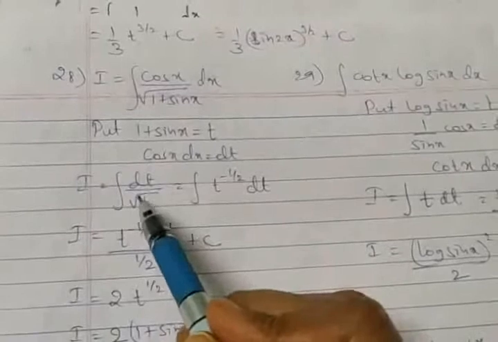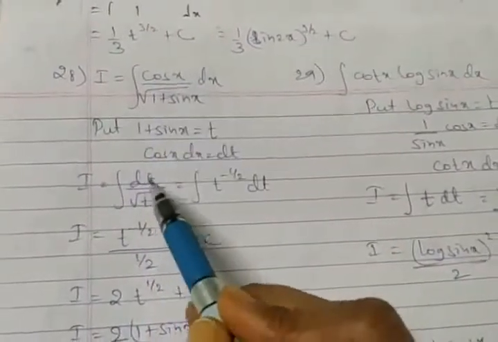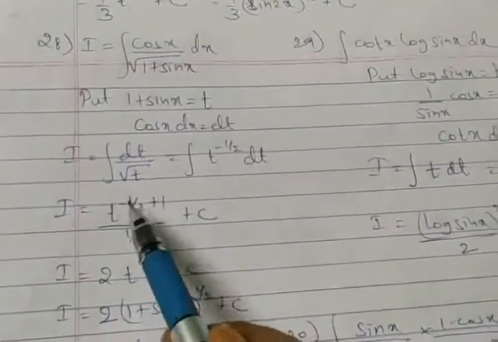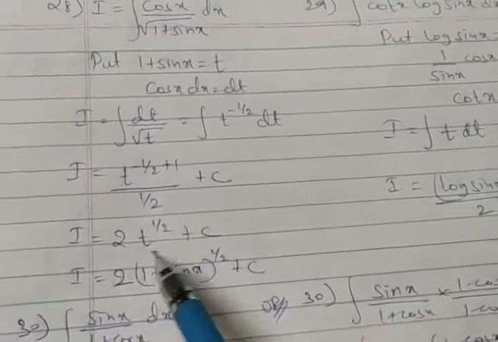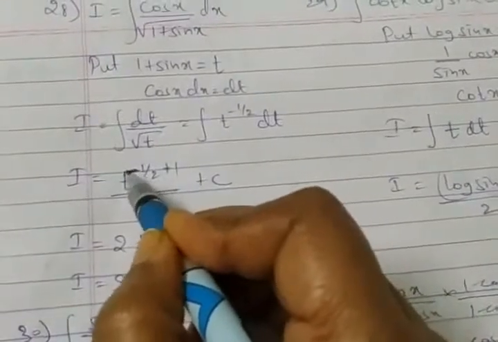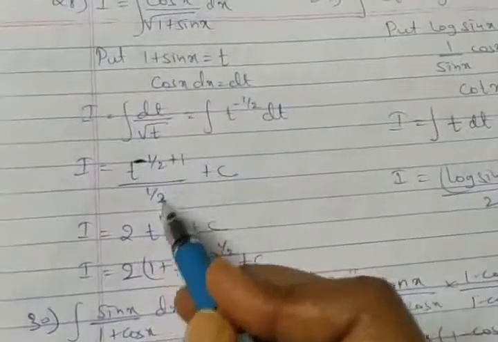We have integration of 1 upon root t with respect to t. So we are left with t raised to minus half. So we have t raised to minus half plus 1, denominator we have 1 by 2, plus c. We find 2 t raised to half. This is minus. I hope you can see this. Minus half plus 1. So 1 minus half is plus half.